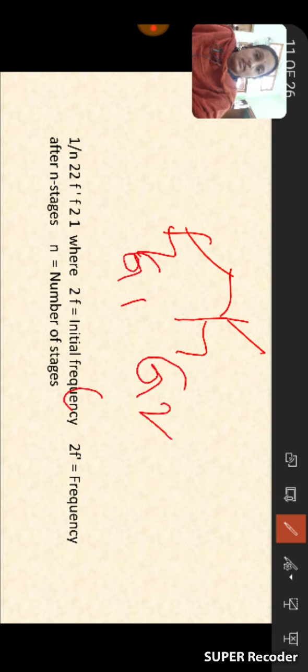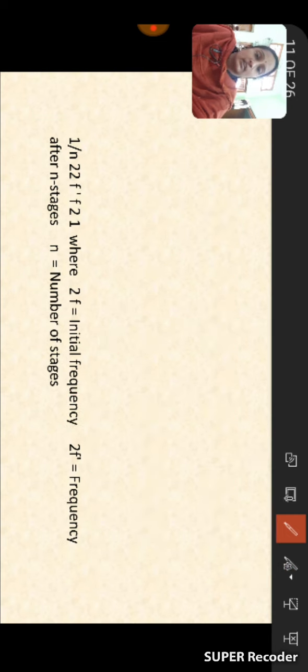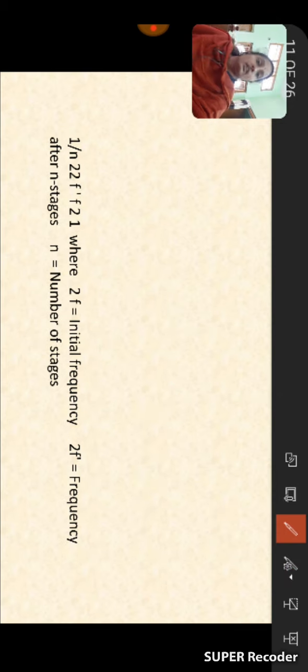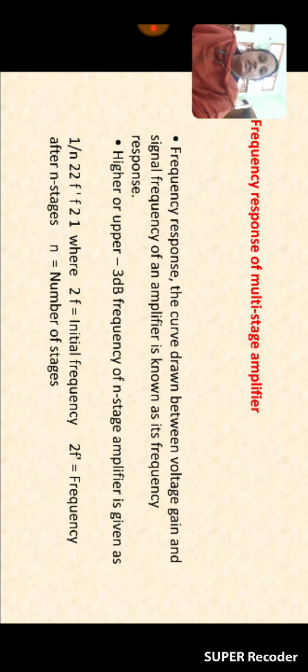So the total gain G is equal to G1, G2. But in general, the gain of amplifiers is indicated with A1, A2, A3. So the overall gain is equal to the product of gains of all individual stages. Now see here, this is the frequency response of a multi-stage amplifier.